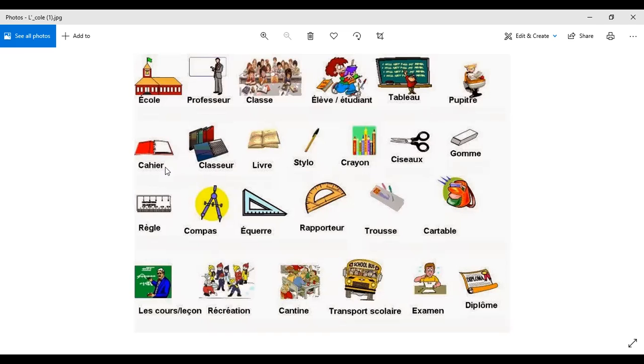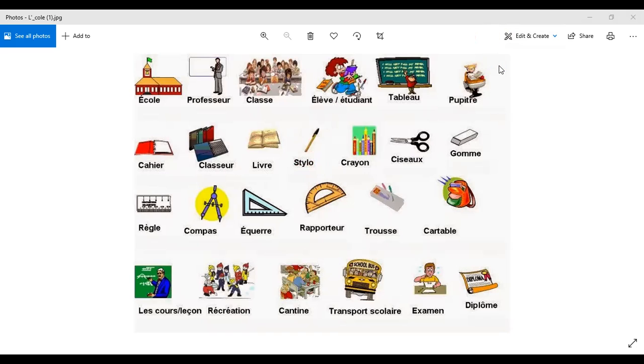हाँ जी. Cahier is already done, classeur is already done, livre c'est déjà fait. Now what is left? Stylo. Say it with me. Stylo. And definitely with the article we will always say un stylo. So say it with me. Un stylo.